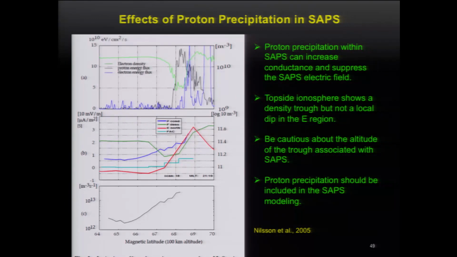So we need to be cautious about the altitude of the trough associated with SAPS. It doesn't necessarily mean that we have a low conductance region. And also the proton precipitation should be included in the SAPS modeling.